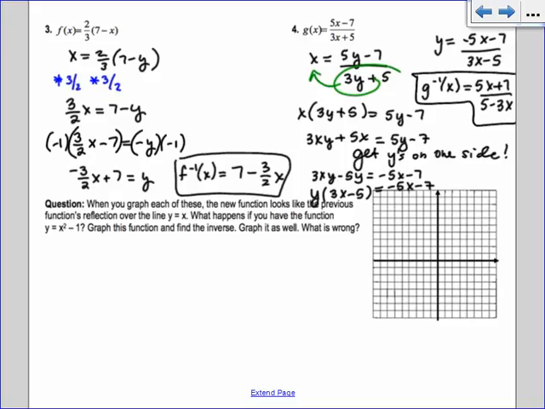All right, so that's about as hard as finding the inverses gets. But there is one last thing that we need to discuss. This is when things are not one-to-one. So it says, question: when you graph each of these, the new function looks like the previous function's reflection over y equals x.